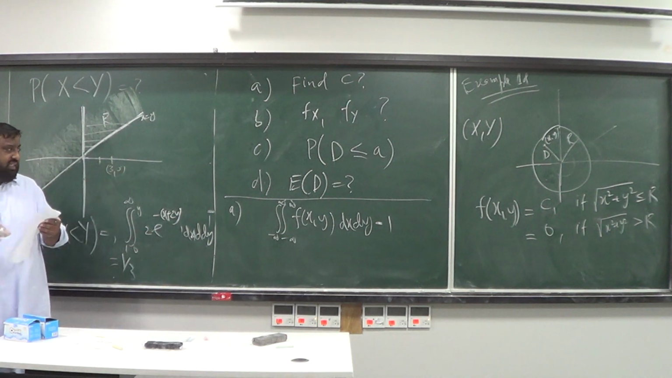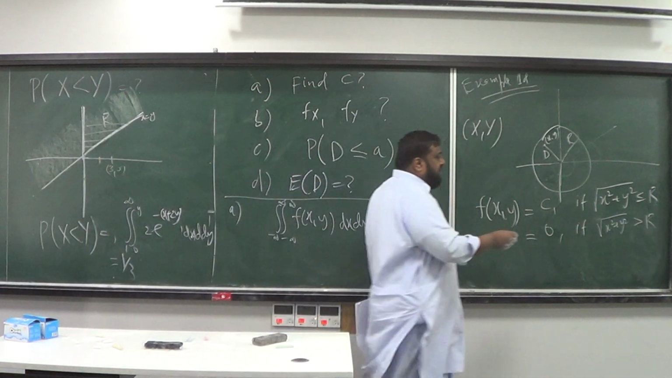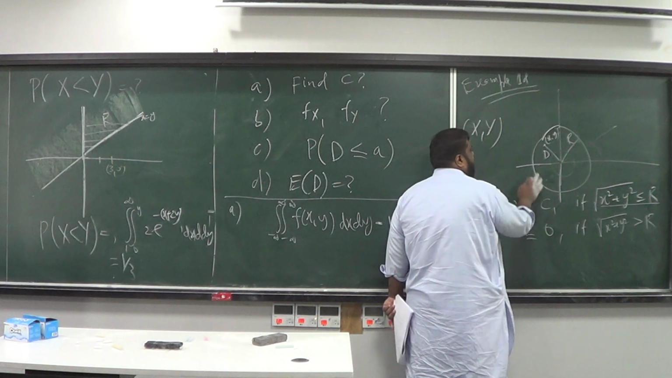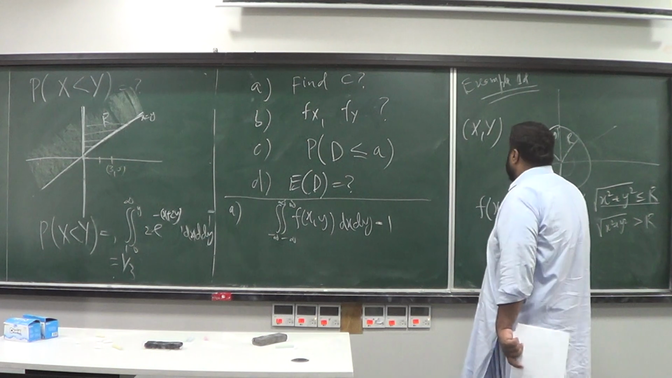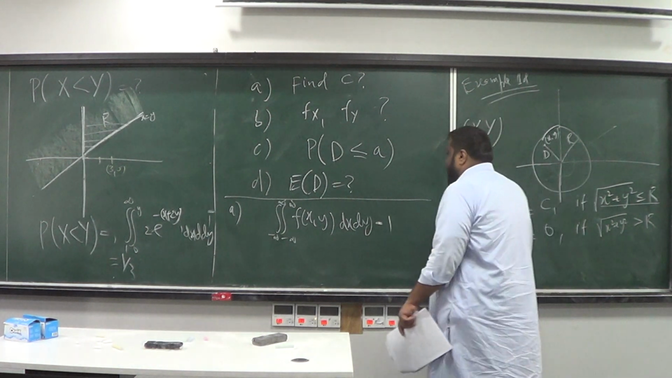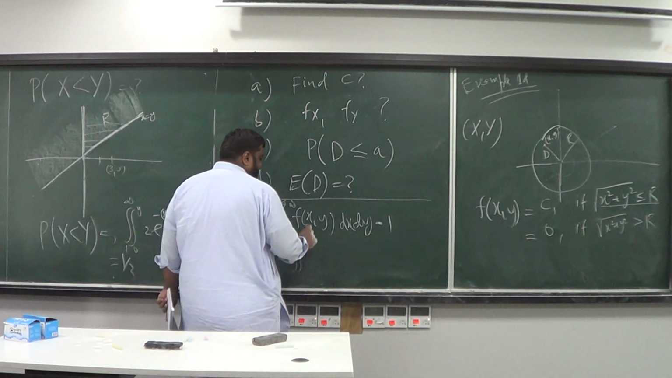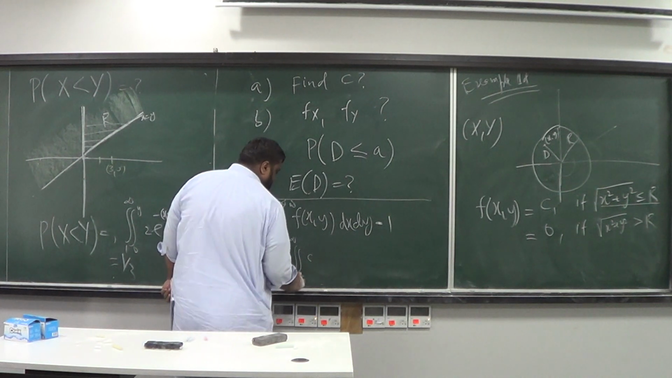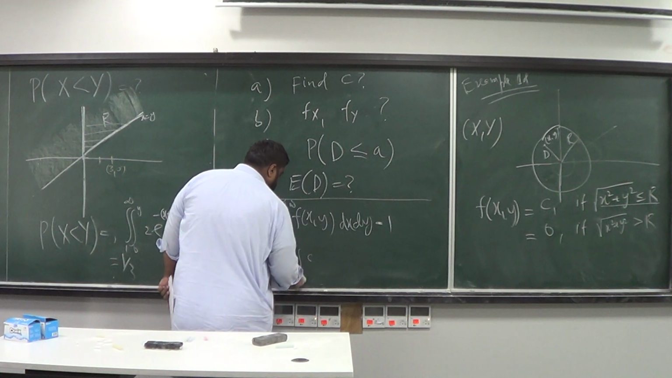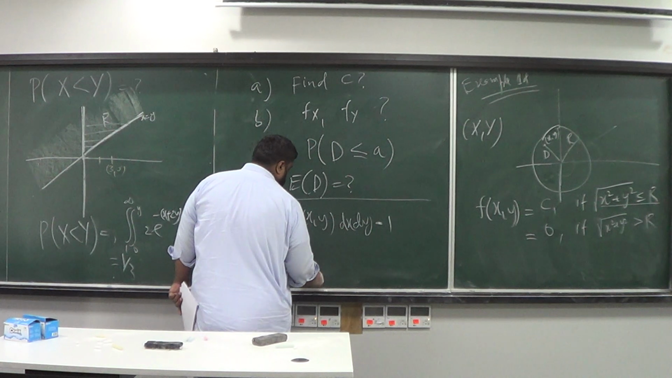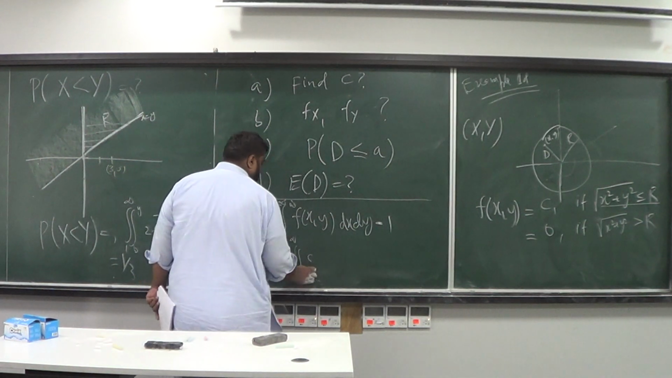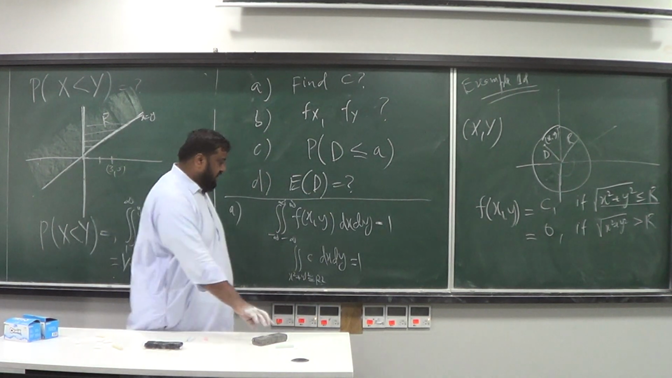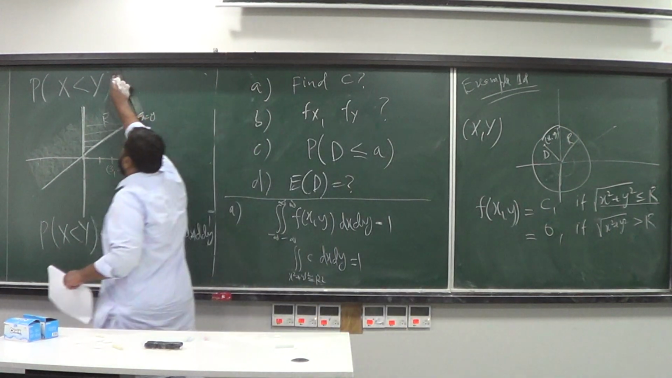Now, how can I compute this integral? On this region, f of x, y is equal to c, and in the rest of the region it's zero. So I can write it explicitly as the integral of c over the region where x squared plus y squared is less than or equal to r squared, dx dy, equal to 1. Okay. So now, how can I compute this probability?